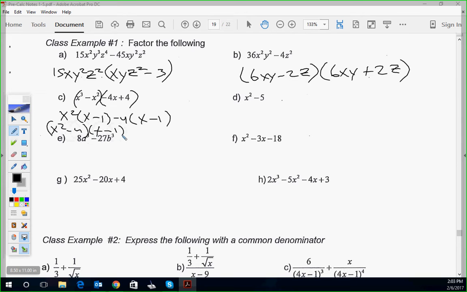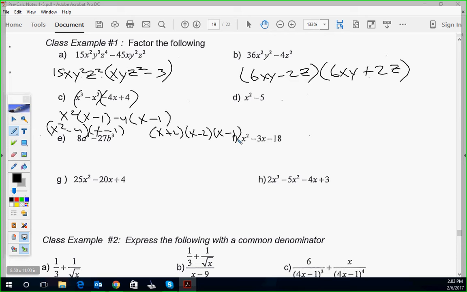I'll slow down here a bit. But that x squared minus 4 is a difference of squares, so I can go again. Like so. Whoops, I had minus 1. There's your factors for that one.